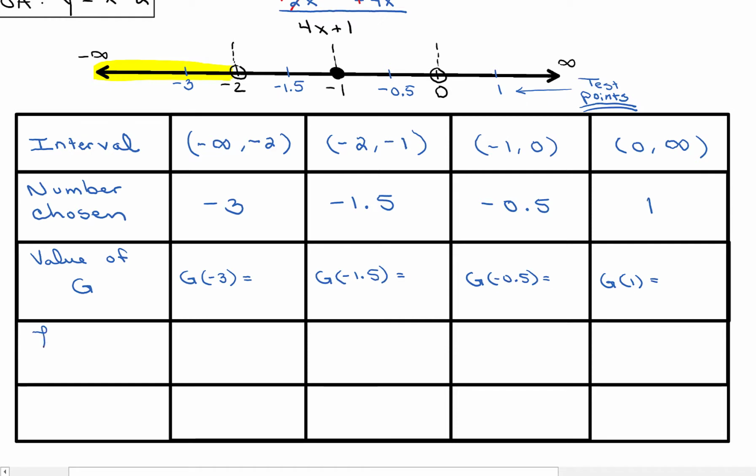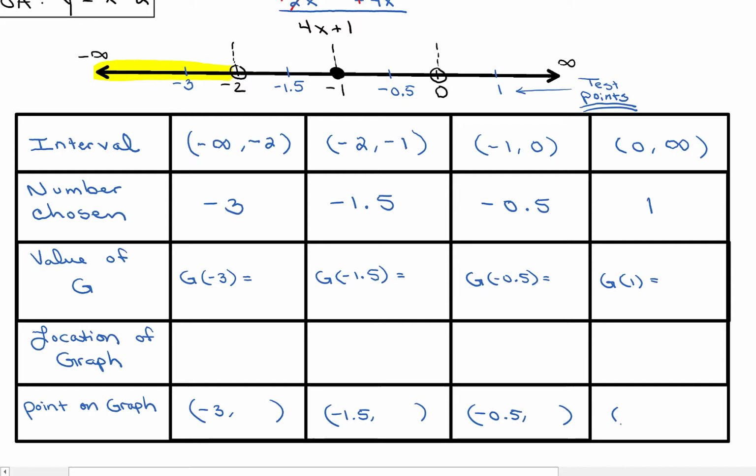Now, for the next row, we're going to find the location of where it shows up on the graph. When we plug in our test point, does the value come up above or below the x-axis? So that's what it means when it says location of graph. And then the last thing is going to be the point on the graph. So it's going to be basically an ordered pair. Like -3 comma something. This will be -1.5 comma something. -0.5 comma something. And this is just 1 comma something.